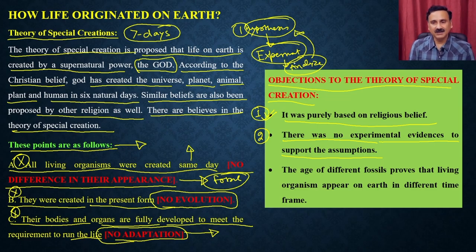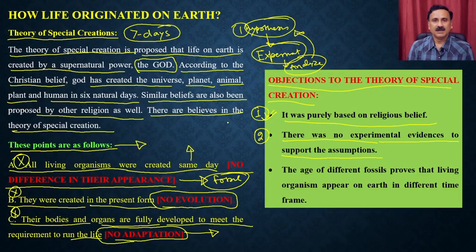But in this case, there was a hypothesis that God has created the earth and the other planets, as well as the animals, plants and all that. But there were no experiments, there was no analysis of those experiments, and there were no further steps, right? So since this theory was based on a non-experimental basis, most of the scientists have discarded this theory.